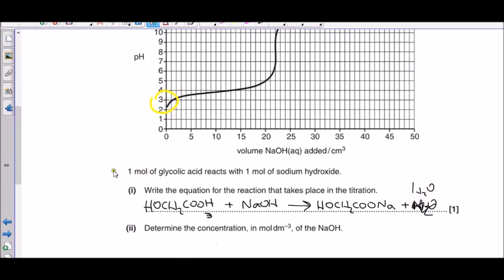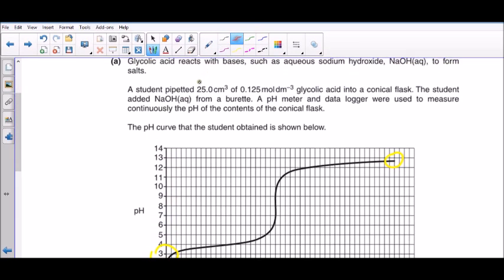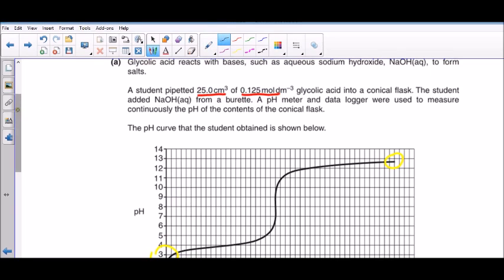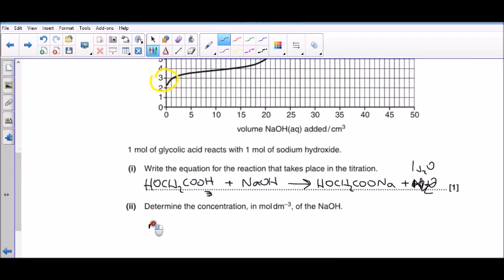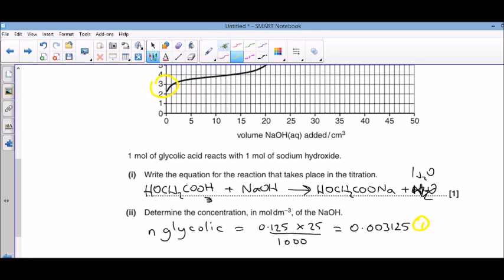Now we're going to determine the concentration of the sodium hydroxide. So if we look up in the question, we've got a volume and a concentration for the glycolic acid. So the first thing we're going to work out is moles of glycolic acid. And we're going to label what we're doing so that it's very clear to the examiner. Okay, so we're going to show all working. And that gives us 0.003125 moles of glycolic acid, and that's our first mark.